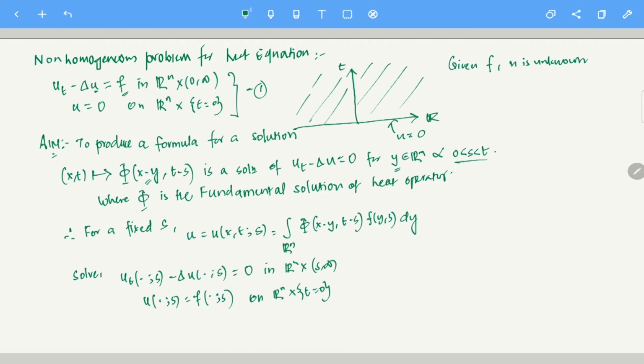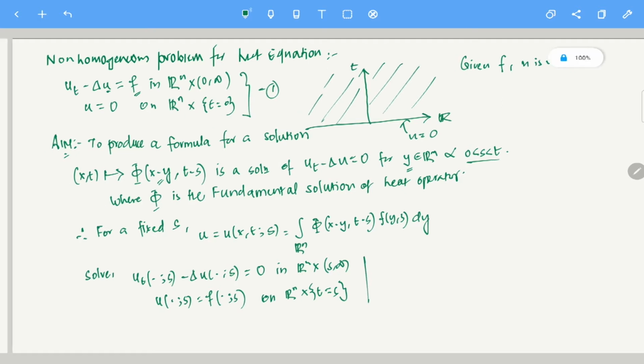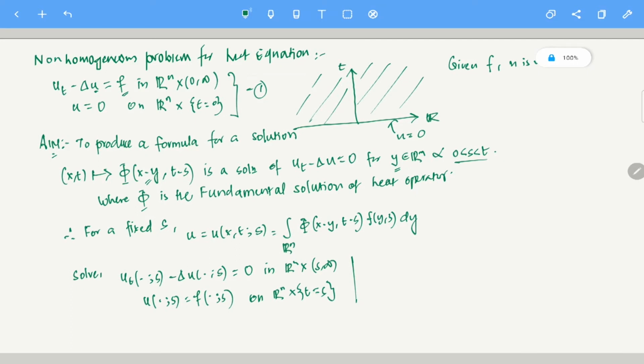Sorry, one small detail which I missed. This has to be t equals s. Clear? So essentially we solved this problem, which is at the level t equals s. I have to do it for 0 to infinity, so I have to solve this equation equals f, where the time variable is between 0 and infinity.